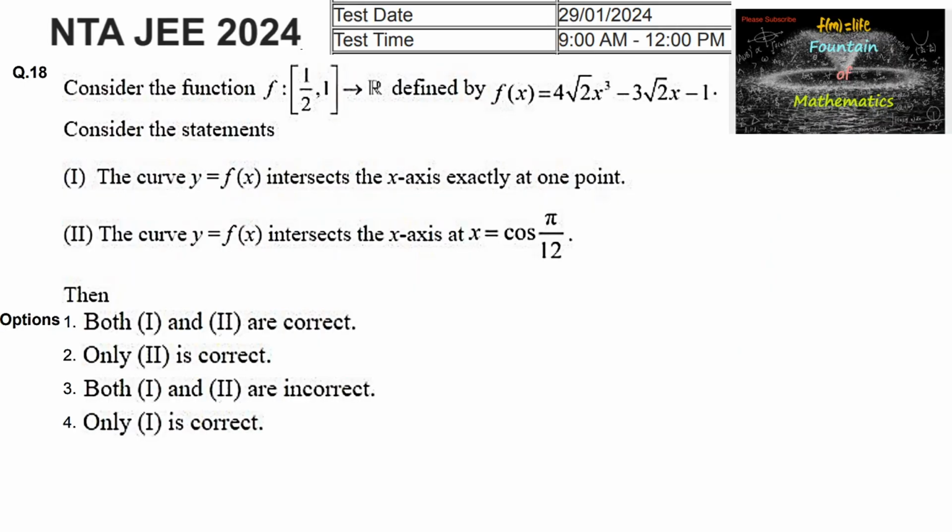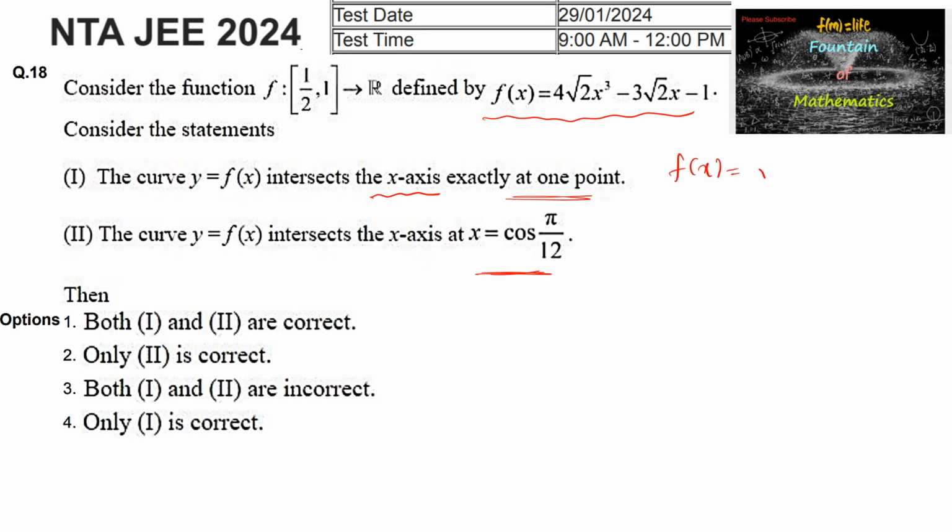Consider the function f from [1/2, 1] to R defined by f(x) = 4√2 x³ − 3√2 x − 1. And consider the statements: the curve y = f(x) intersects the x-axis exactly at one point, and the curve y = f(x) intersects the x-axis at the point x = cos(π/12). So let us check the first statement.